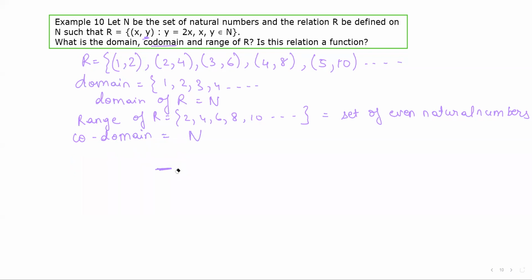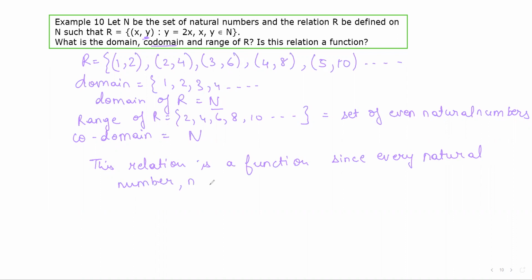So this relation is a function, since every natural number at the first position, your domain being the natural numbers, every natural number n, has one and only one image.